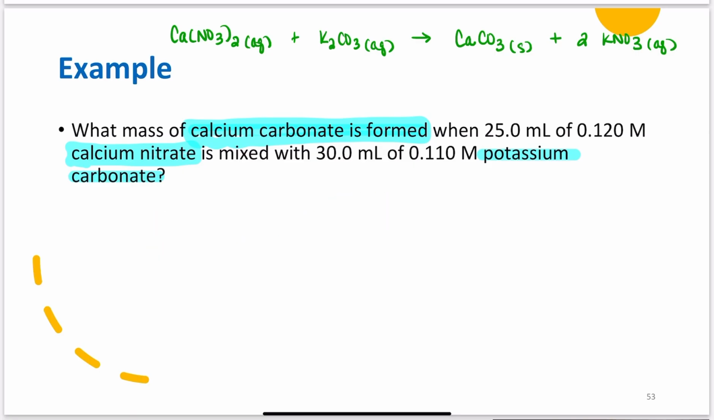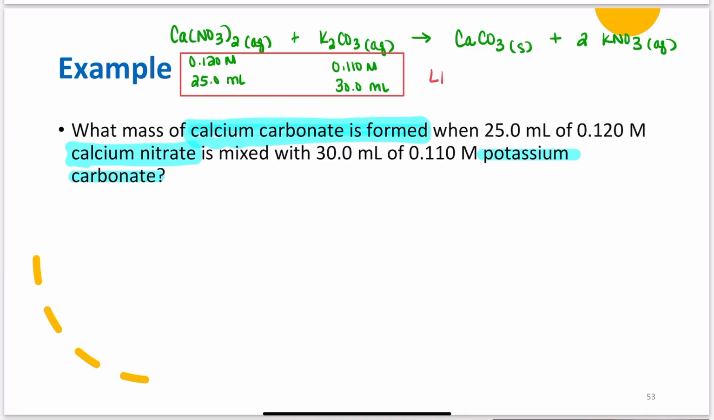Write down what you're told. Let's see, you have 25 mL of a 0.120 molar solution of calcium nitrate, and you have 30 mL of a 0.110 molar potassium carbonate solution. So hopefully you recognize what this means. You are given information to get moles of each species. That means this is a limiting reactant example. You have to figure out what your limiting reactant is.